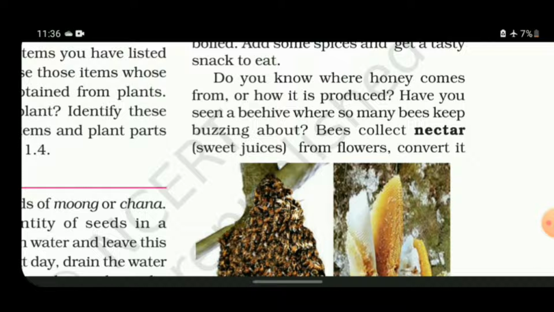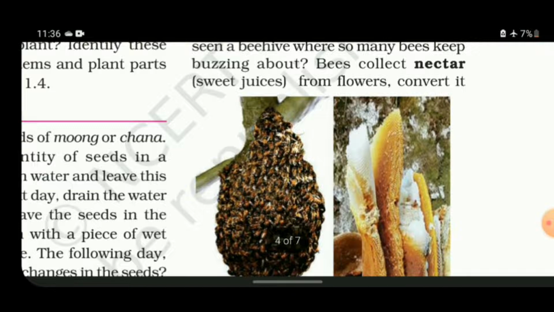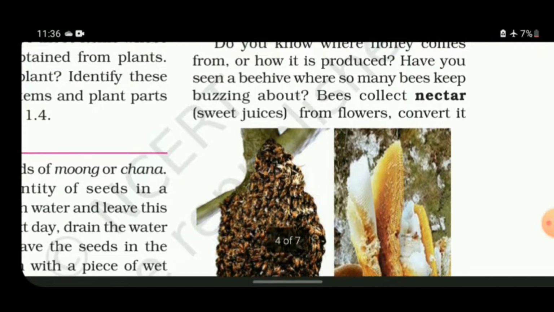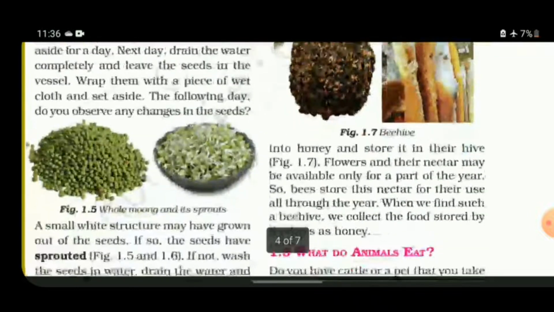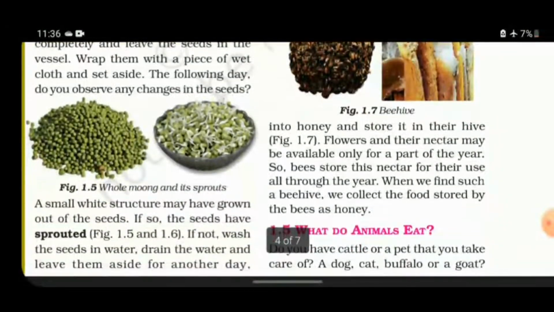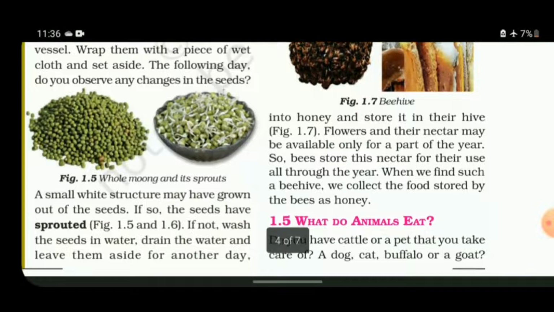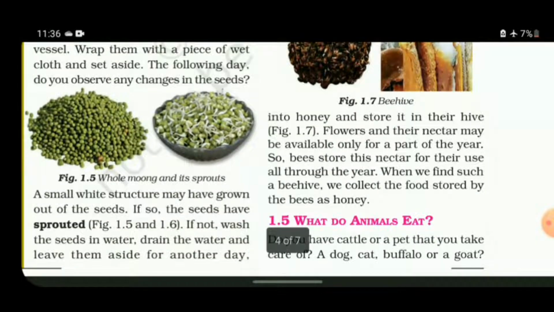Fig 1.7. Flowers and their nectar may be available only for a part of the year, so bees store this nectar for their use all through the year. When we find such a beehive, we collect the food stored by the bees as honey.